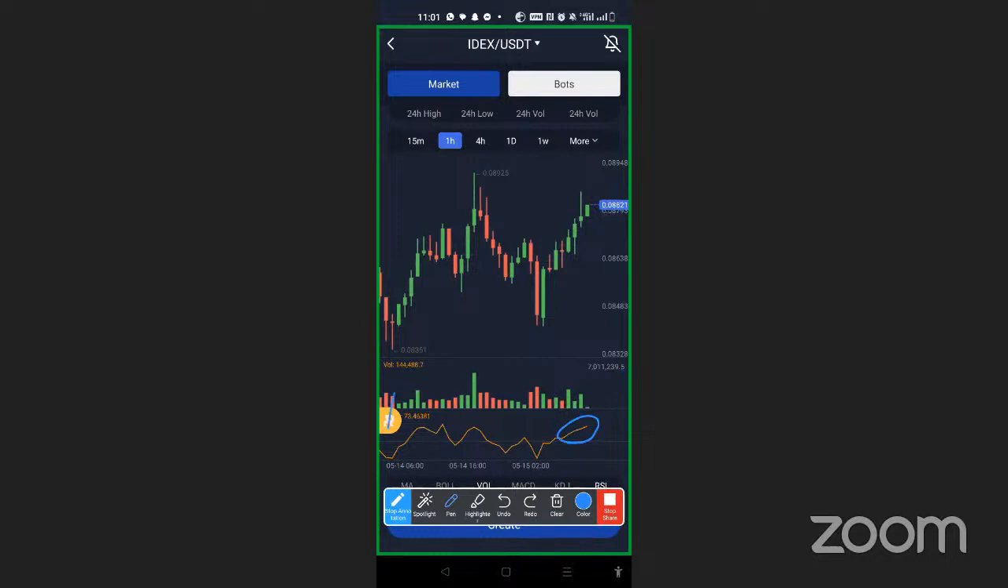Can we see that it's at a range of 73 here? Can we see the RSI at 73? Can we see the crossover here? I hope that is very clear.